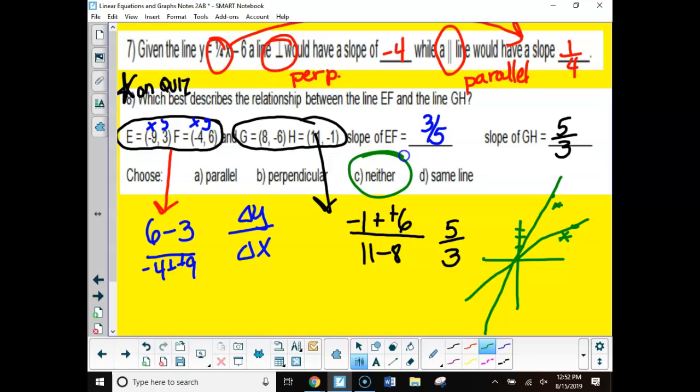Why aren't they parallel? Listen to my question. They're not exactly the same. Why aren't they perpendicular? Because while it flipped over, they are still both increasing in positive slopes. We good?